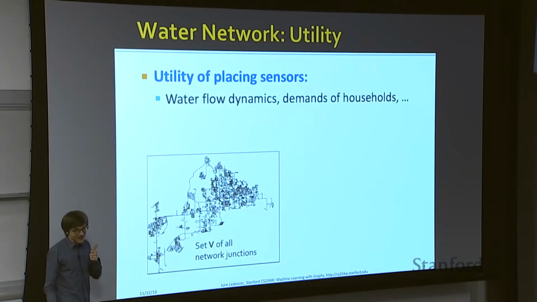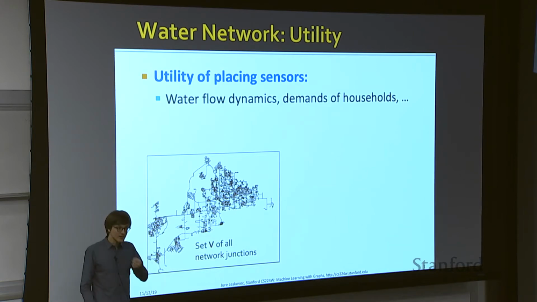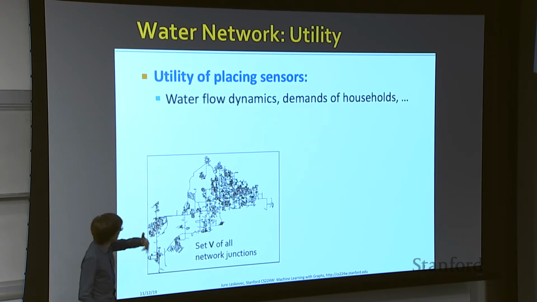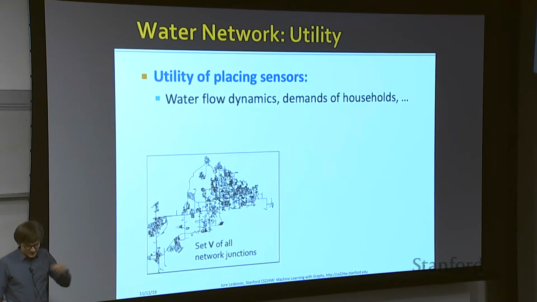Okay, so there are 2 things we will care about. The first thing we'll care about is this notion of utility, right? So the question will be, what is the utility if we place a sensor somewhere, right? So if I think about water flow dynamics, how demands of different households and so on.